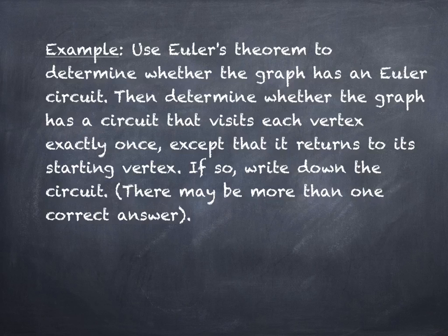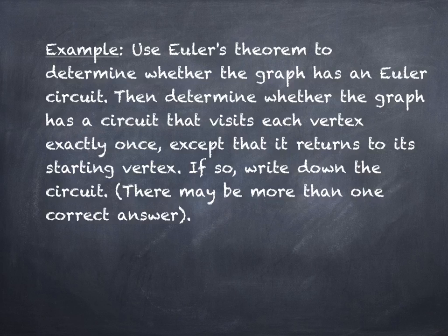It says, then determine whether the graph has a circuit that visits each vertex exactly once, except that it returns to its starting vertex. If so, write down the circuit, and then we see that parentheses, Tyler, that says there may be more than one correct answer. You'll see this multiple times during your homework assignment. All right, so we've got two things to do.